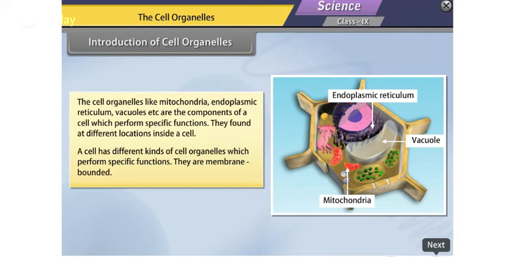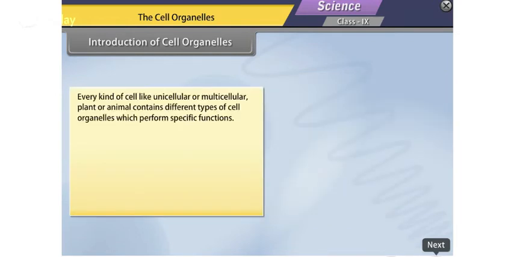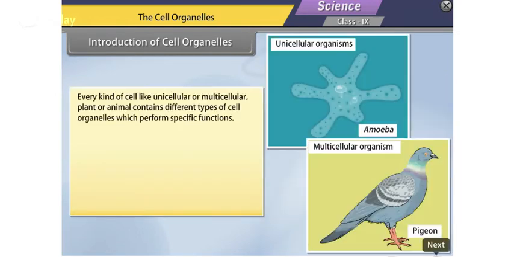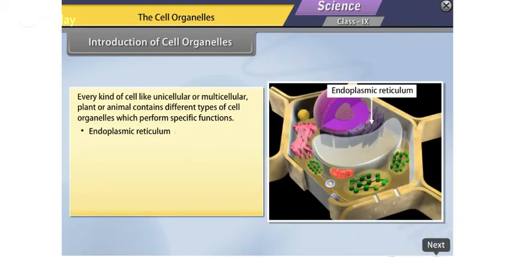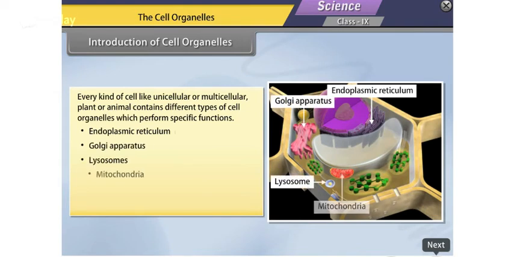They are membrane-bounded. Every kind of cell, like unicellular or multicellular, plants or animal, contains different types of cell organelles which perform specific functions. Endoplasmic reticulum, Golgi Apparatus, Lysosomes, Mitochondria, Plastids and Vacuoles are some examples of these cell organelles. Now let us know their structure and functions in detail.